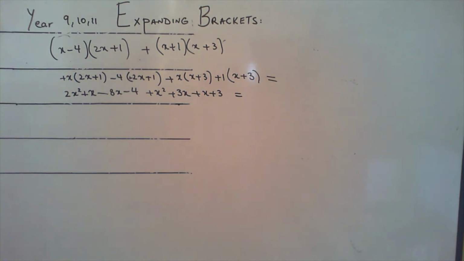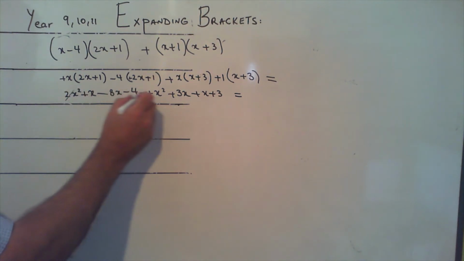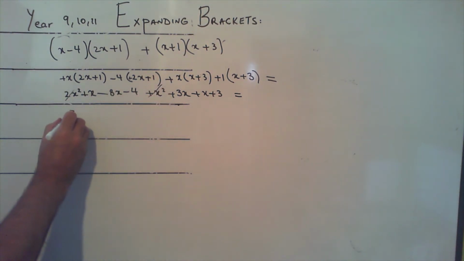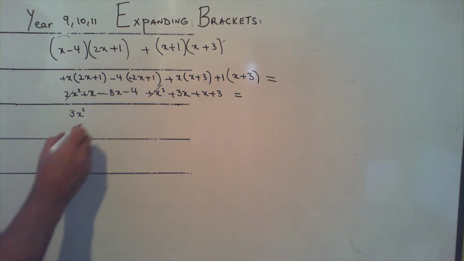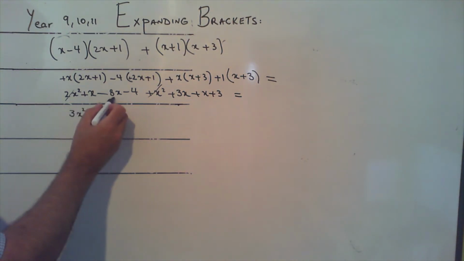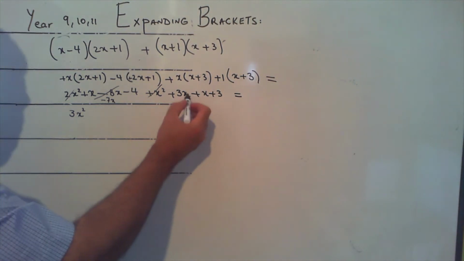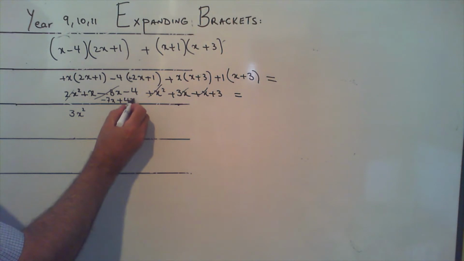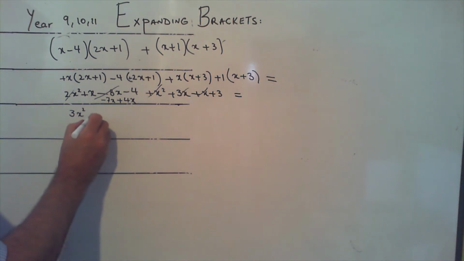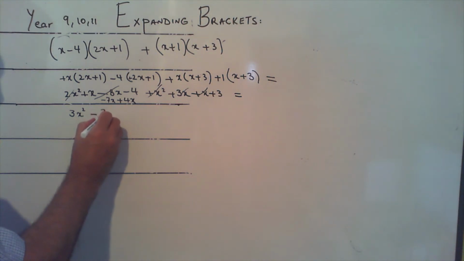Now we can add likes by likes. So 2x squared plus x squared, right? That gives you 3x squared. Then I have 1x minus 8x, that's minus 7x. Opposite signs we subtract. Then we got another 4x here as well. So minus 7x plus 4x. We keep the sign of the bigger number and subtract. 4 from 7 gives you minus 3x.